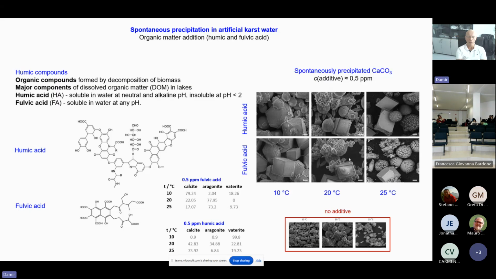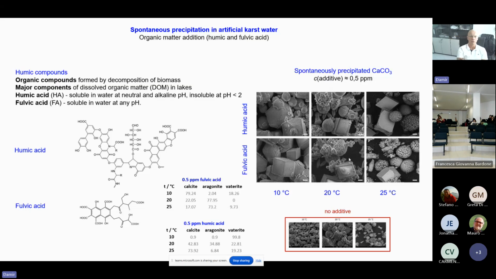We determined the organic matter by DOC analysis, and we have to decide what to use here as a model organic molecules. So we decided to use humic compounds. Humic is actually an organic compound that is formed by the decomposition of biomass. This is a major component of dissolved organic matter in lakes and rivers, but it actually consists of two components. One of them is humic acid, and another is fulvic acid.